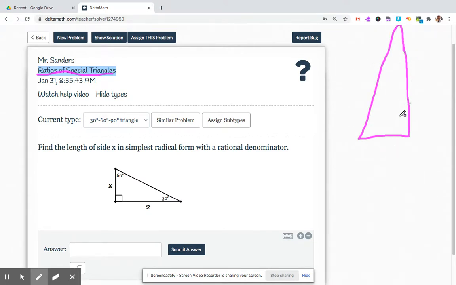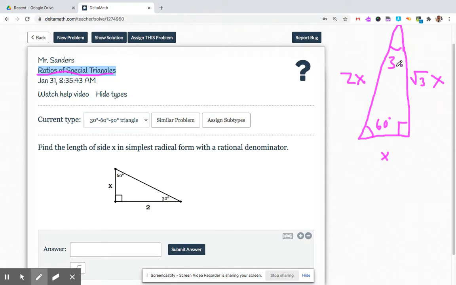All right, do you remember how we label it? I say x, 2x, and radical 3x. Make sure the square root sign's not over the x. The big one's on the bottom. So 60 and 30 here.